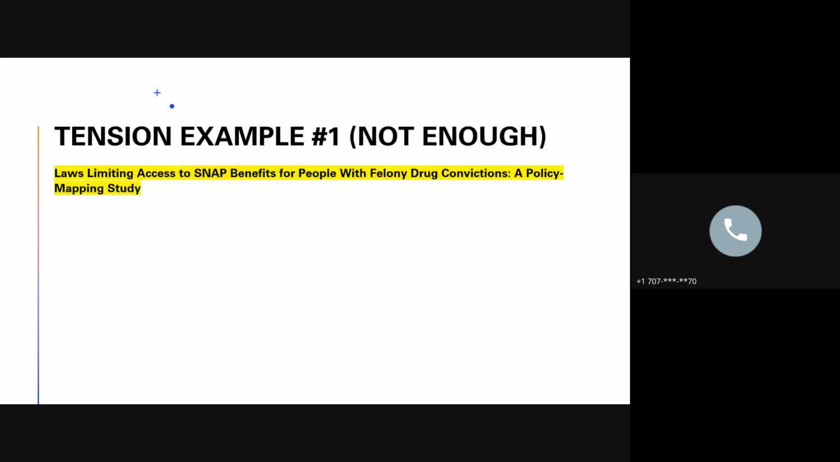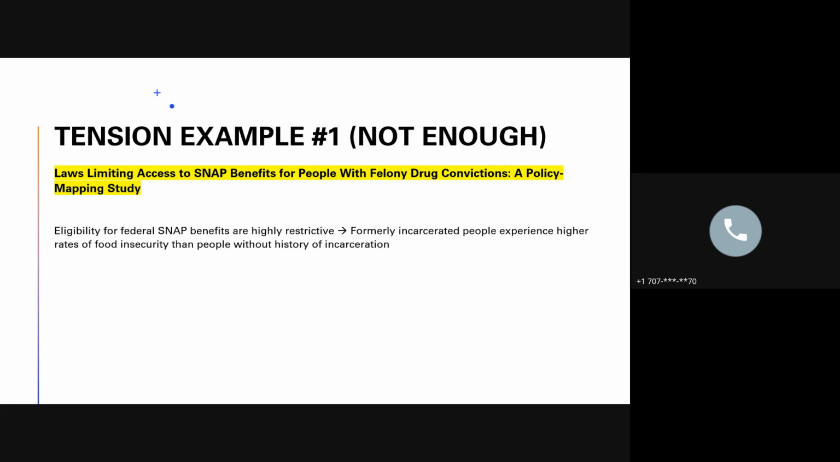So let's look at the SNAP benefits article again. Interestingly, I picked these two examples. I was going through and building out the examples when I made this presentation before, and I realized that I think both of these articles don't have enough tension established in the beginning. So I'll show you why.